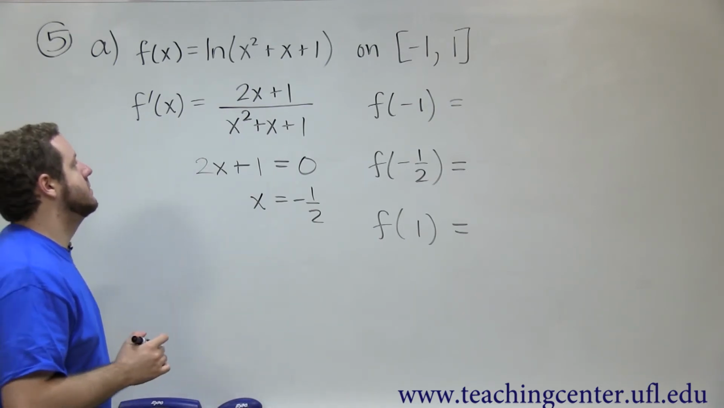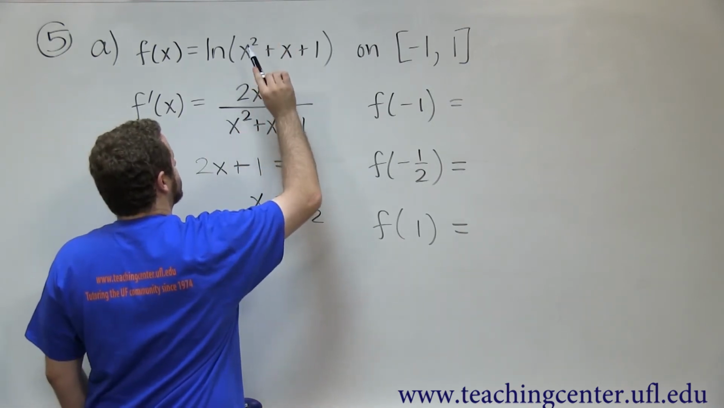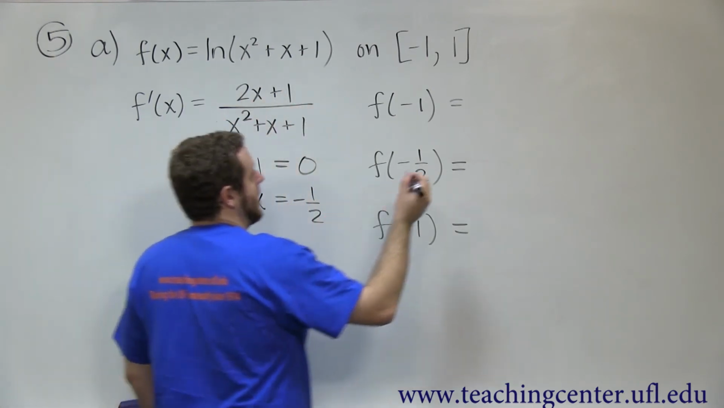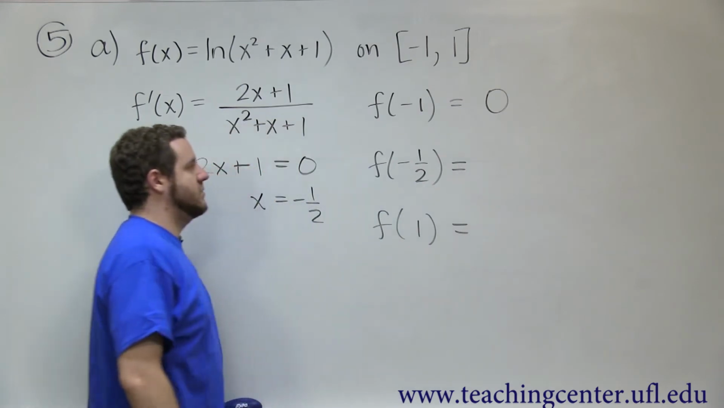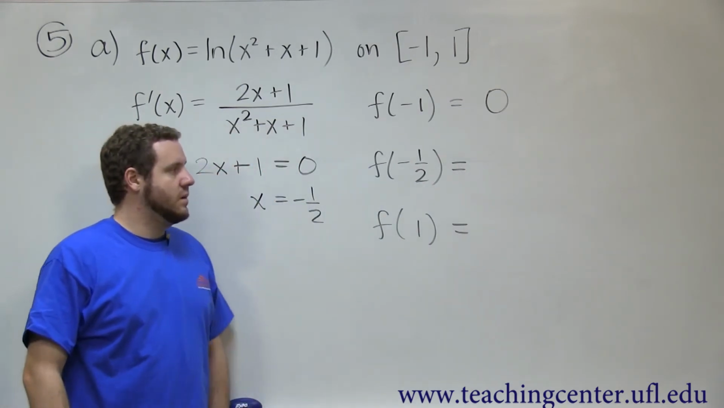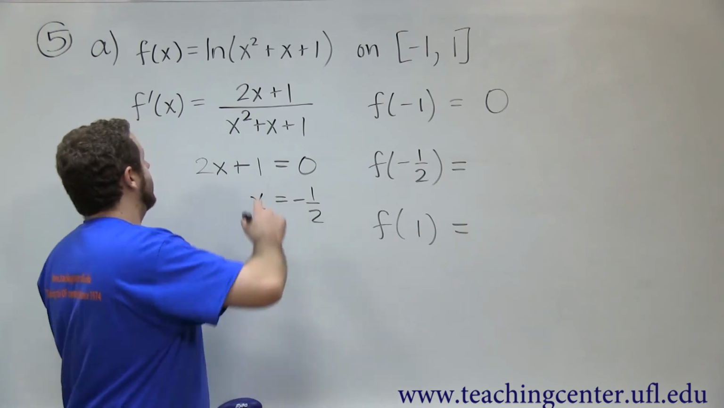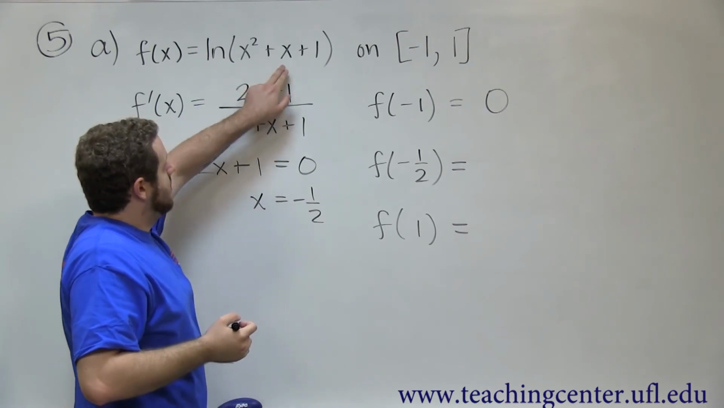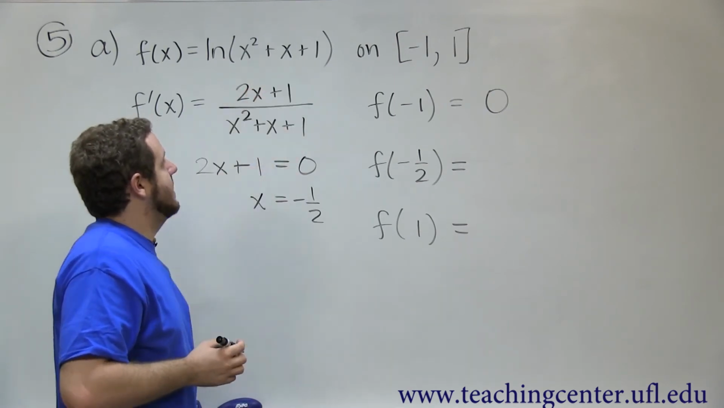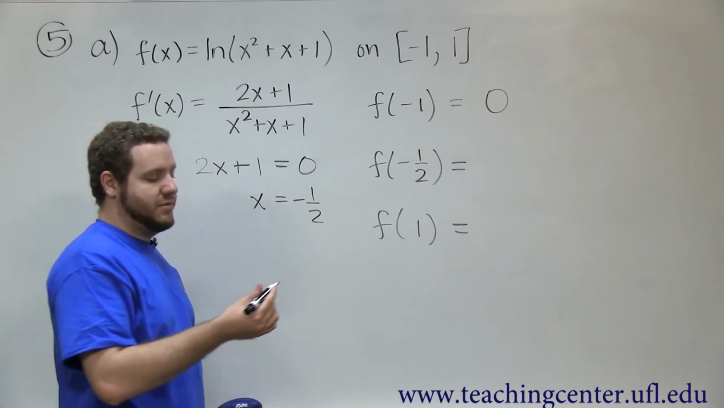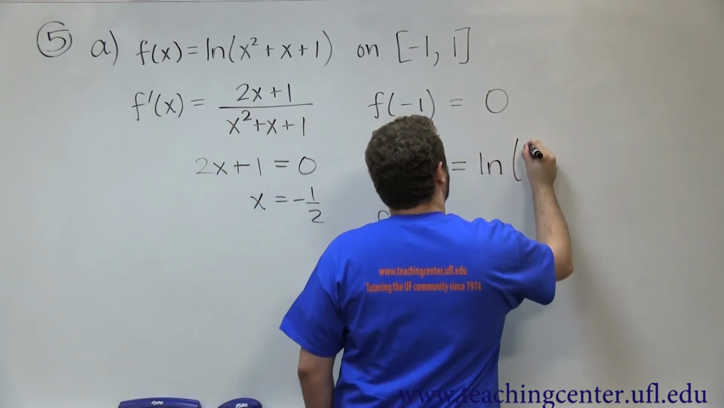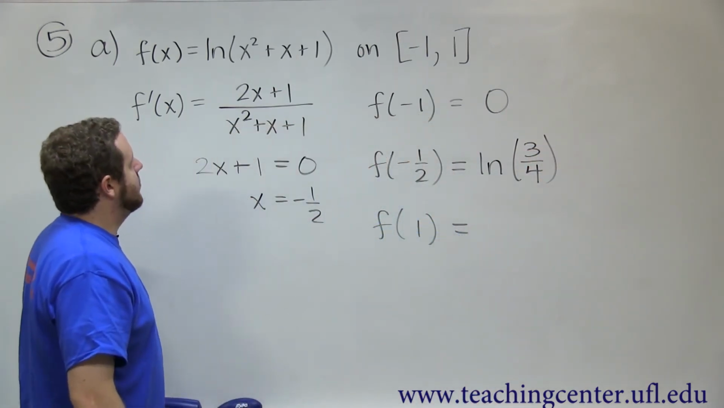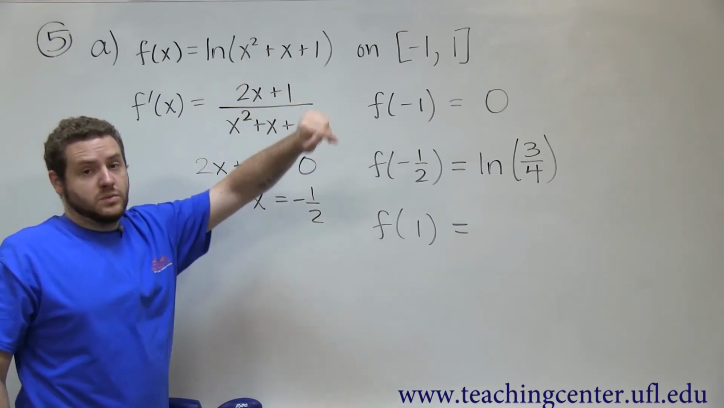So if we plug in -1, we get -1 squared, which is 1, minus 1, which is 0, plus 1, which is 1, and we're doing the ln of 1. Well, the ln of 1 is 0. So f of -1 gives us 0. Let's try -1/2. So -1/2 squared would be 1/4. 1/4 minus 1/2 would be -1/4. And then if you add 1, you get 3/4. So we get ln of 3/4. And f of 1, we would just add 1 and 1 and 1, which is ln of 3.